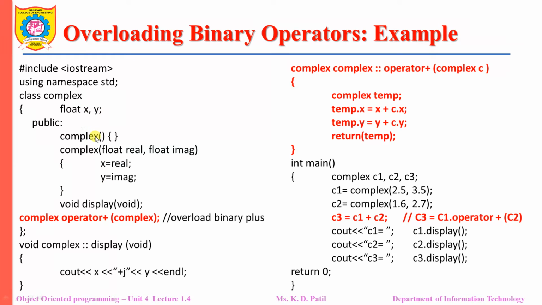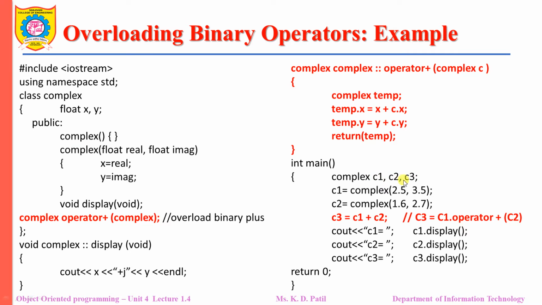In the public section of my class Complex, I have a default constructor, and I have a parameterized constructor which has parameters of type float, that is, the real and imaginary parameters. This parameterized constructor will help me to initialize the values of the real and imaginary parts of my objects. Next, I have a display function which will help me to display the real part and imaginary part of my object.